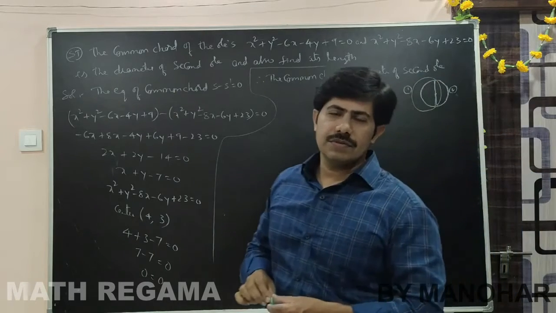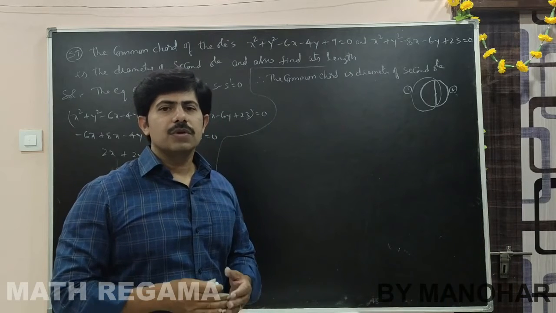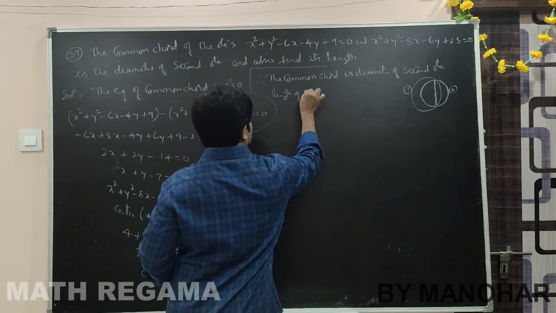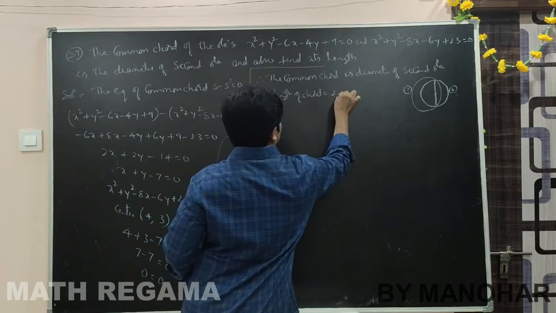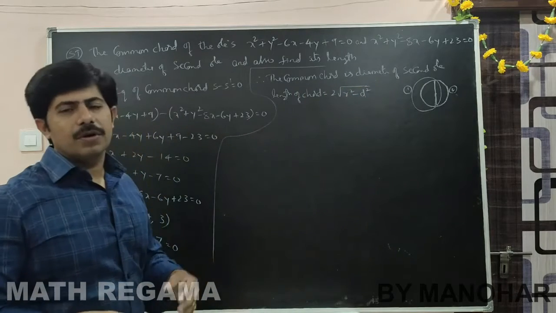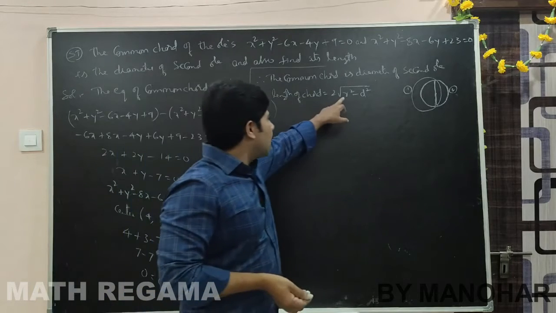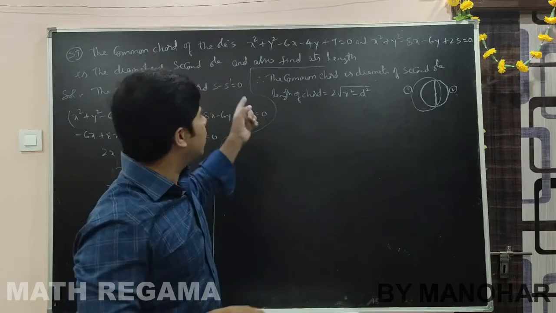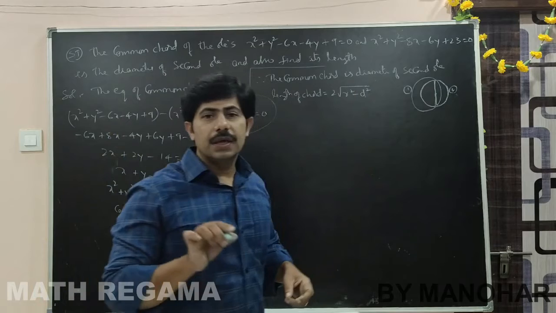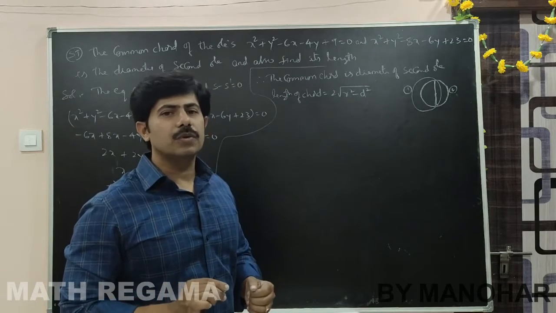See, in circles we did problems on the length of a chord. Here the length of the chord and the length of the common chord are the same. So what is the length of a chord? If you remember, the length of a chord is 2 into under root of r square minus d square. Here r is the radius of the circle. You can take any one circle and find the radius. And d is the perpendicular distance from the center to the chord.